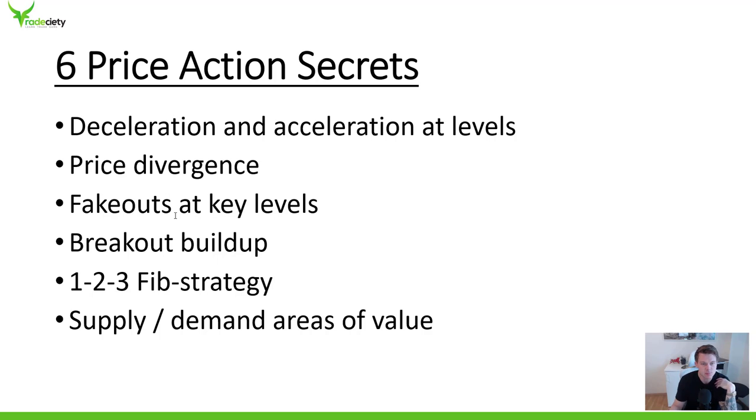So those are the 6 price action secrets that we will take a look at. We're talking about deceleration and acceleration, what does it mean, price divergences. We take a look at fake outs, breakout buildup. We take a look at the 1, 2, 3 fib strategy, and we're going to take a look at how to find value areas of supply and demand. So a very interesting video is waiting for you, and let's get into this.